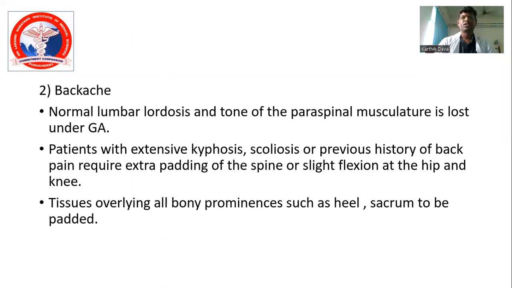Backache: normal lumbar lordosis and tone of the spinal musculature is lost under general anesthesia. Patients with extensive kyphosis, scoliosis, or previous history of back pain require extra padding of the spine or slight flexion of the hip and knee. Tissues overlying all bony prominences such as heel and sacrum are to be padded.